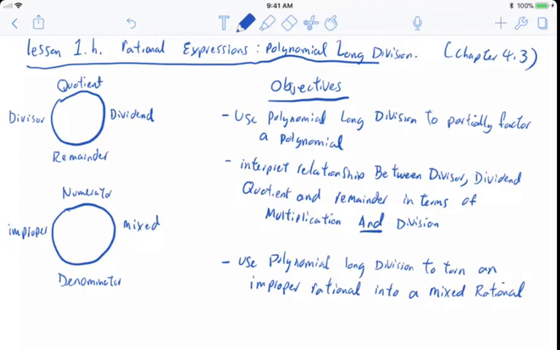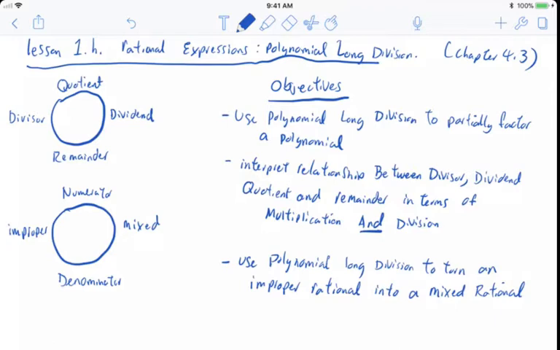The learning objectives in this is I want you to be able to use polynomial long division, that's what I'm going to teach you today, to partially factor a polynomial. I want you to interpret the relationship between divisor, dividend, quotient, and remainder. Those should all be friendly words from your childhood, in terms of multiplication and division, both. And finally, I want you to use polynomial long division to turn an improper rational into a mixed rational.